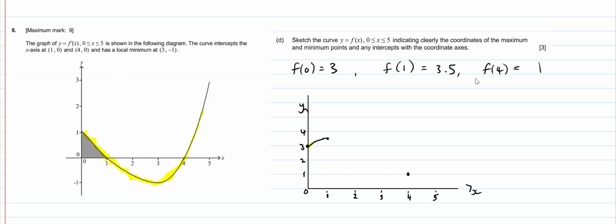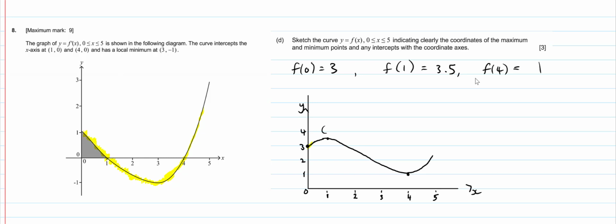So the graph is going to come up like that, come down, have a local minimum there, and then it's going to come up like that. Okay, so that's just a rough sketch of what the graph will look like.